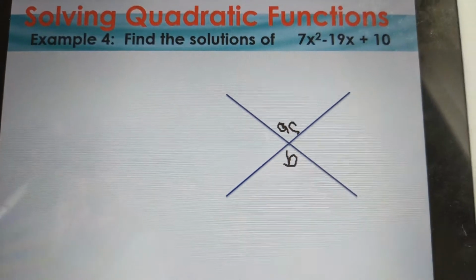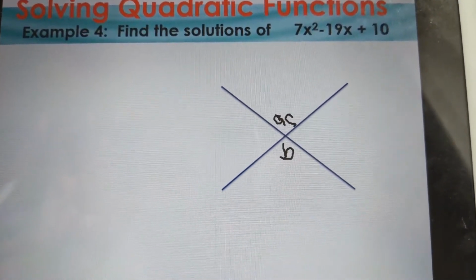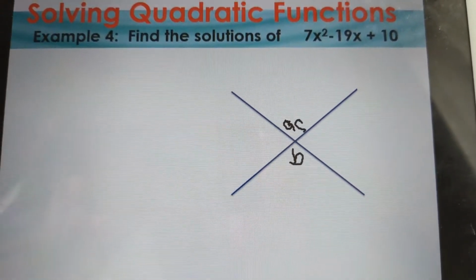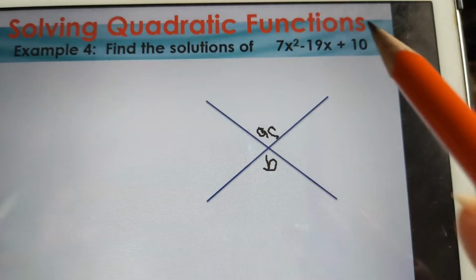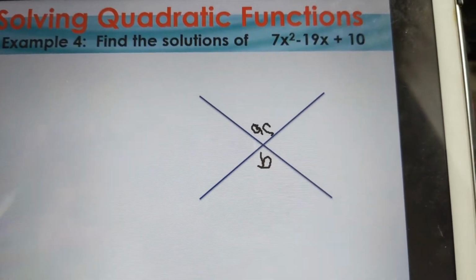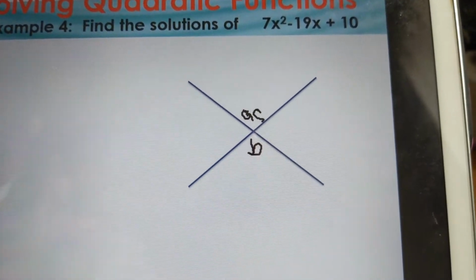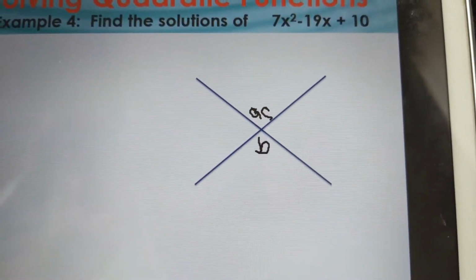So what we're going to do is solve this quadratic equation. I took the liberty of skipping ahead to example 4, mainly because it's going to give us a little bit more complex of a problem because my a value is not going to be 1. So I'm going to start by writing it down on my notebook, and then I will transform it down so that you can see what we do to solve it.